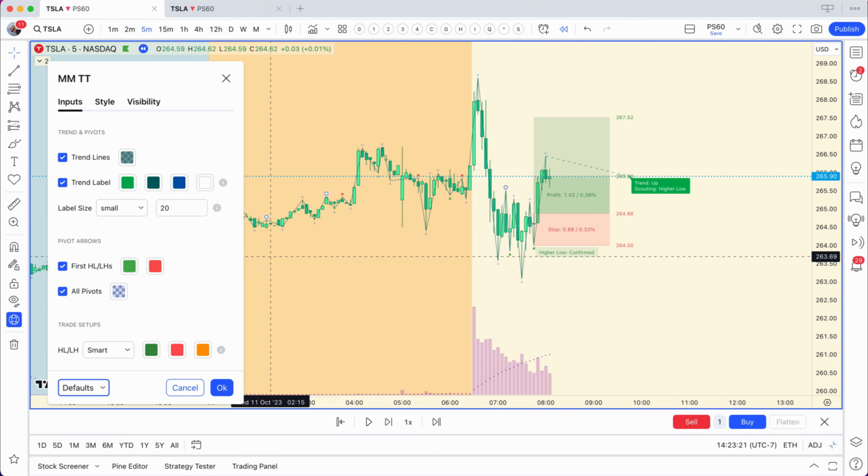Okay, and that's hopefully everything you need to know about how to use Trend Tracker. It's changed my life, and I hope it'll change yours.